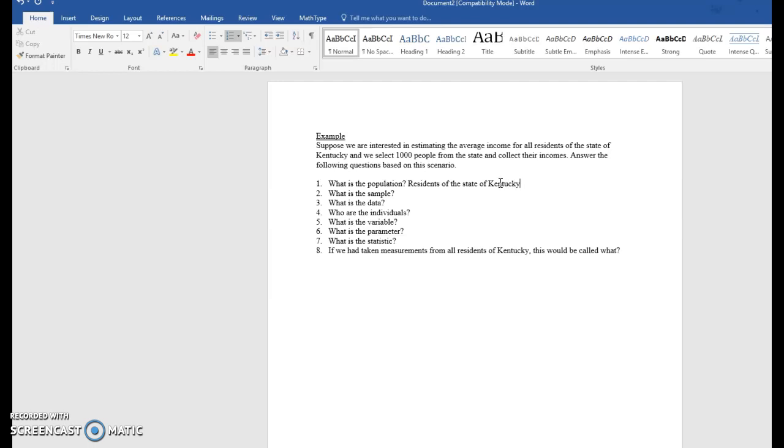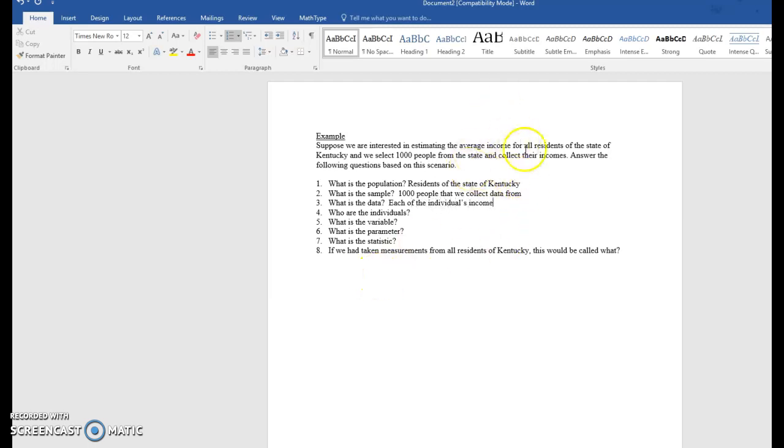What is the sample? The sample is that smaller group that we're actually going to collect data from. So for us, it is the 1,000 people that we collect data from. What is the data? Well, we're going to collect their incomes. So the data is each of the individuals' income.